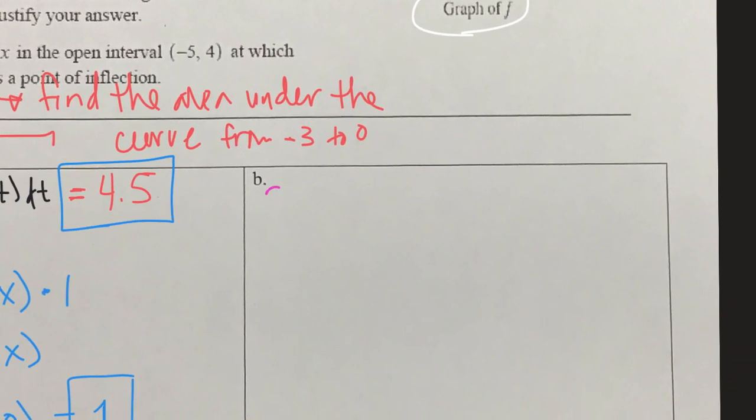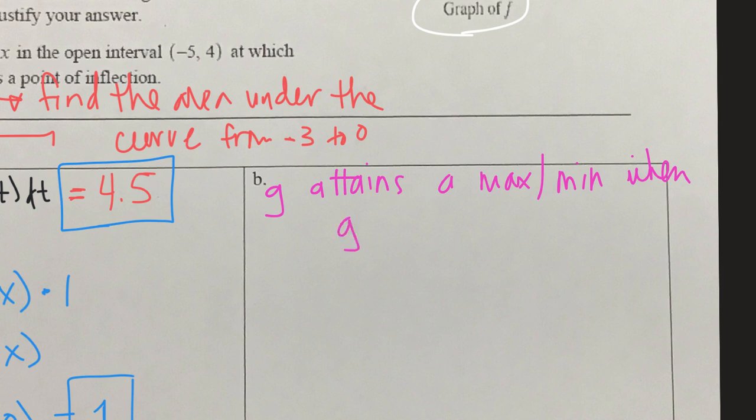Okay, so you should know that g attains a max or a min when g prime of x equals 0. Right? If the slope of our tangent line to our graph of g is 0, then you have a relative max or a min. It's going to be a max, of course, once we do a sign analysis and the sign changes from positive to negative, right? So we have slopes going up, and then we have slopes coming down. So we're looking for a sign change of positive to negative once we find the zeros of your function.